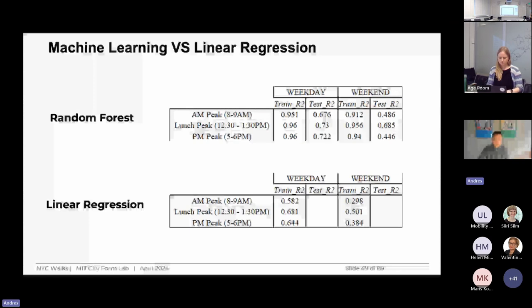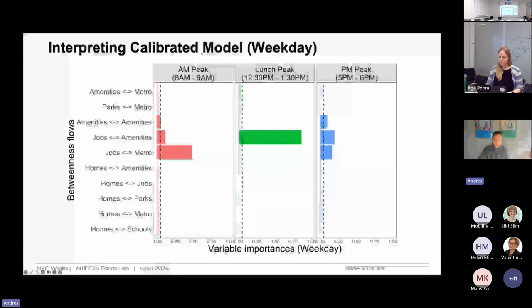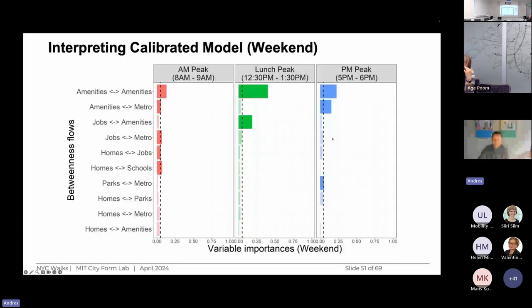We can break this down into also what's called variable importances. This basically describes how much each type of pedestrian trip type or flow contributes to the R-score value during the different peak periods. So for instance, in the morning peak period, it's really the walking trips between job locations and metro stations that dominate New York City, followed by jobs and amenities and so forth. And in the lunchtime, it's really the trips between jobs and business amenities on city streets, like the retail, food, and service businesses that dominate. And it's a different picture in the evening period. And again, same can be done for weekend distributions.